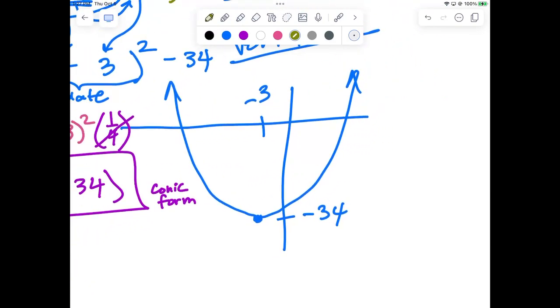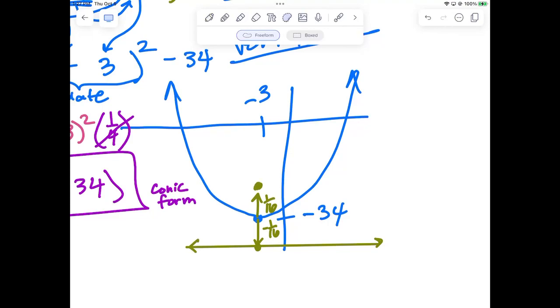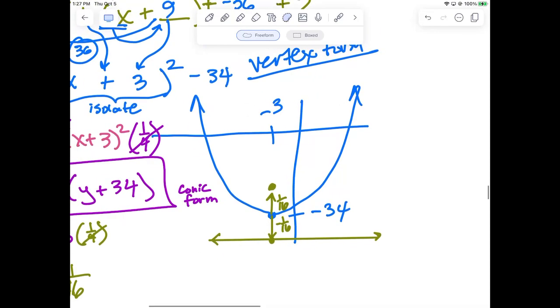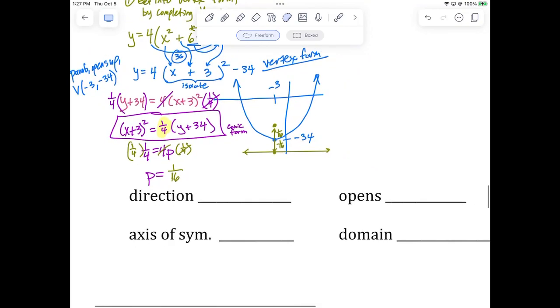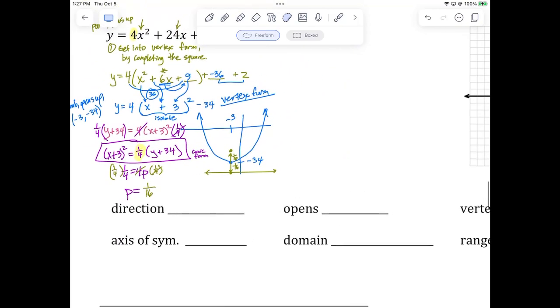Now, what does that mean? That means I'm going to come down here to -34, and if I go up 1/16, I get to this point right here. And if I go down 1/16, this would be plus, this would be minus 1/16. I get to this point right here through which the directrix will pass. Okay? And that -3 is right here. It lines up right there. Now that's not a really nice number. Okay? So let's go ahead and see if we can answer as many questions as we can.